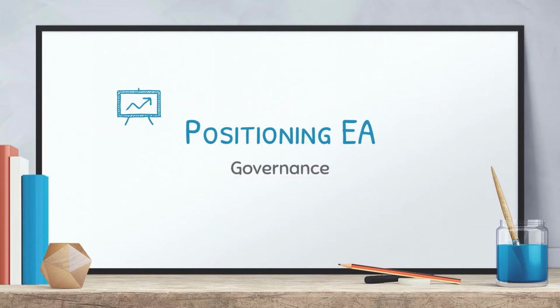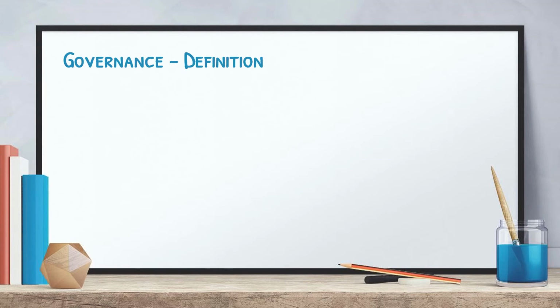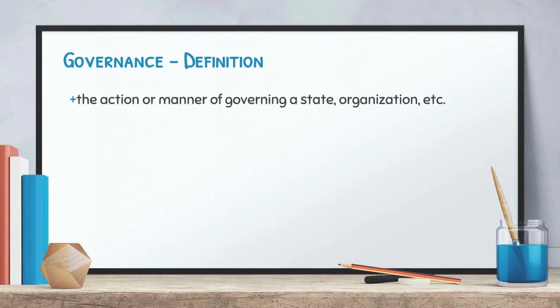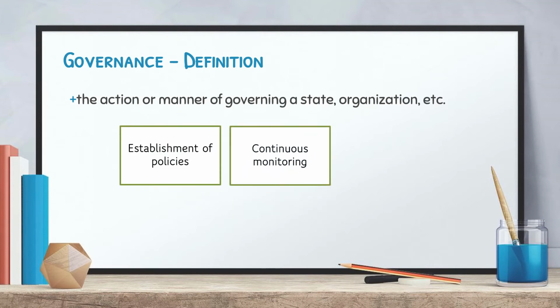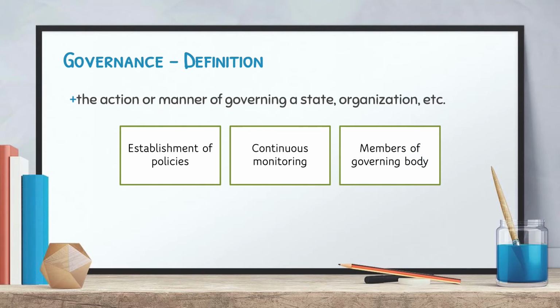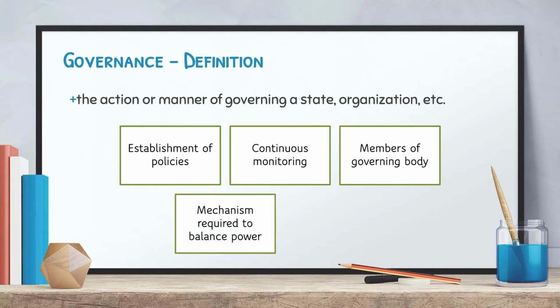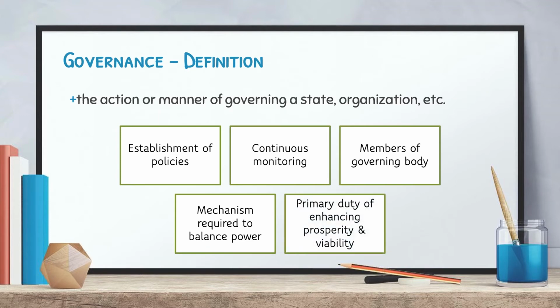So now let's discuss governance. A simple definition of governance is the action or manner of governing a state, organization, and many more. It is the establishment of policies and continuous monitoring of proper implementation by members of the governing body within the organization. This will include the mechanism which requires the balance of power of the members, and also their primary duty of enhancing the prosperity and viability of the organization.